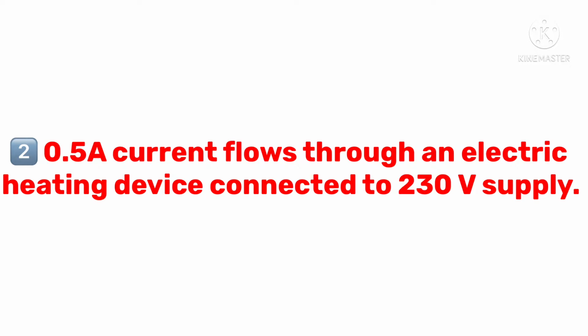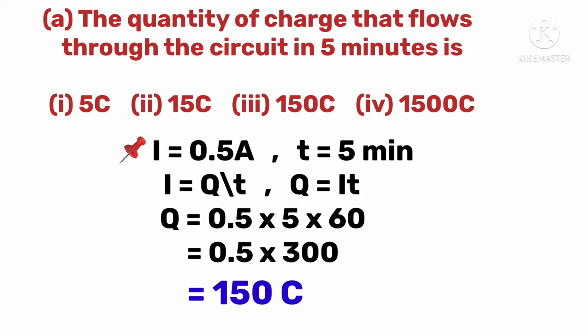Second question, 0.5 ampere current flows through an electric heating device connected to 230 volt supply. This question has 4 sub-questions, so let's discuss A. The quantity of charge that flows through the circuit in 5 minutes is. They are given 4 options: 5 coulomb, 15 coulomb, 150 coulomb and 1500 coulomb. Here I equal to 0.5 ampere, T equal to 5 minutes.